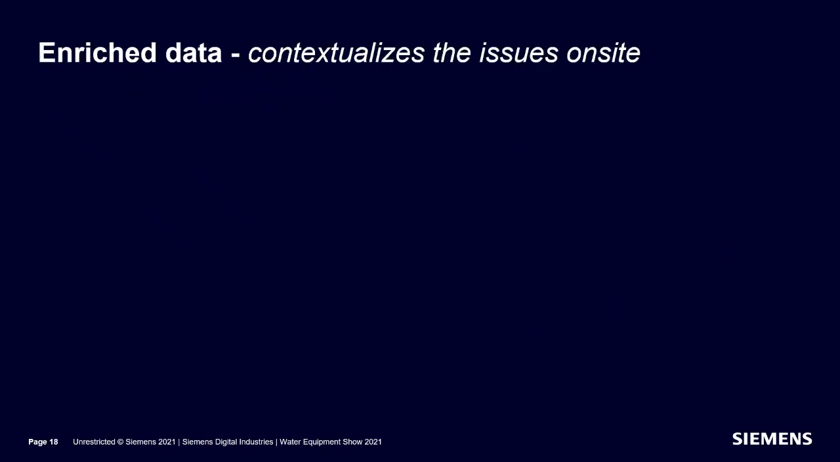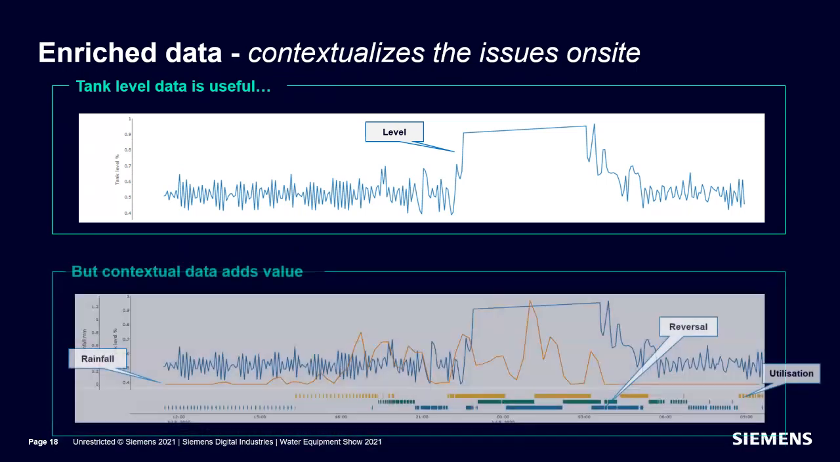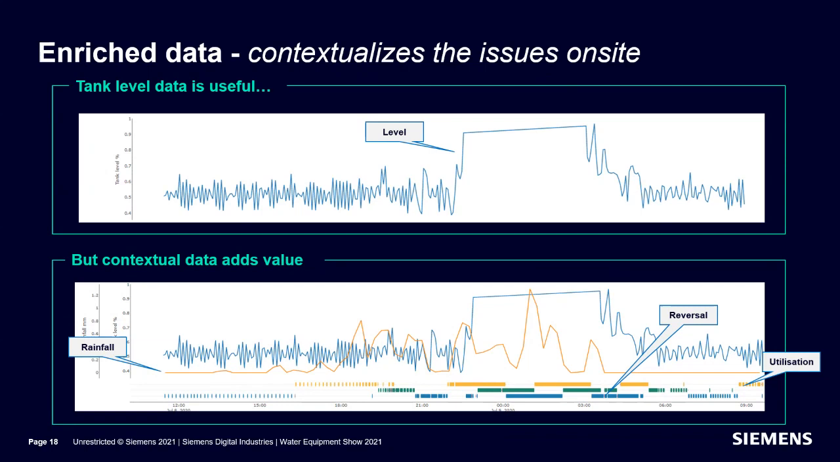The power of data enrichment. If we actually look at this animation around the tank level data, it's useful. It gives us some insight, but it's basic data and it gives you basic information. If though we enrich this data, we can start looking at deeper insight and understanding of how the pumping station is actually operating by potentially bringing in rainfall data, showing the utilization of the different pumps, be that duty, standby or assist, and when and if the pump is actually reversed.